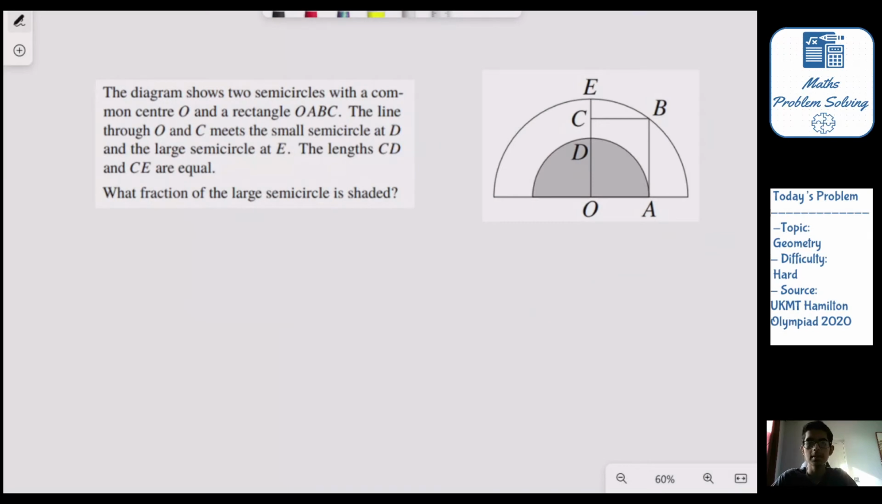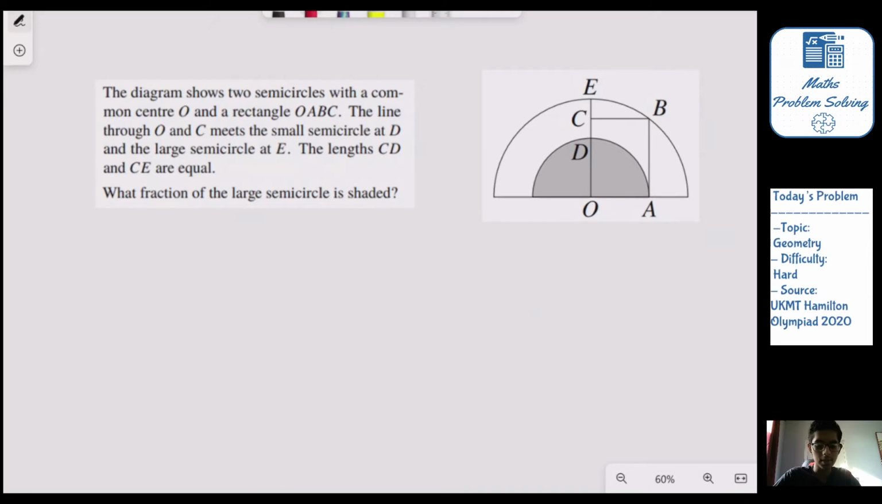Today we're going to be doing a question from an Olympiad. It's the Hamilton Olympiad from 2020 and it's a geometry question. So let's get into it. The diagram shows two semicircles, and the relationship between the two of them is that the point C is the midpoint of ED, and there is a rectangle which is inscribed within.